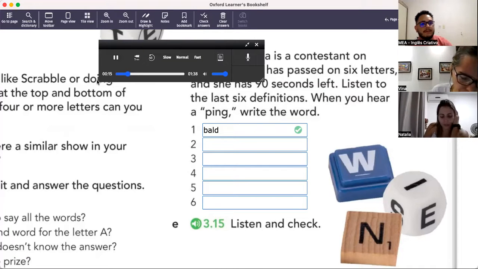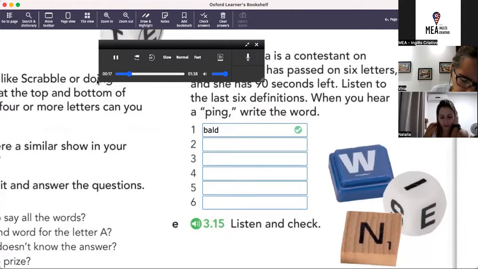It begins with B. It's an adjective for a man who has no hair on his head. It begins with C. It's an adjective. It describes a place where there are a lot of people. For example, a restaurant or a beach in the summer.